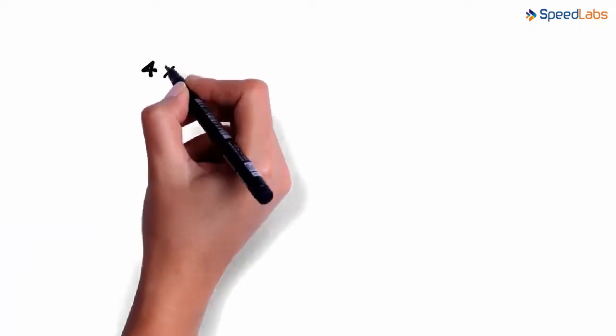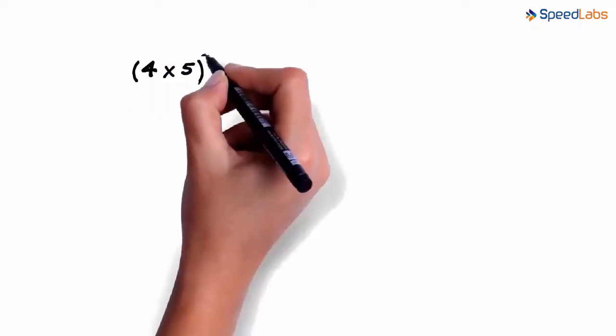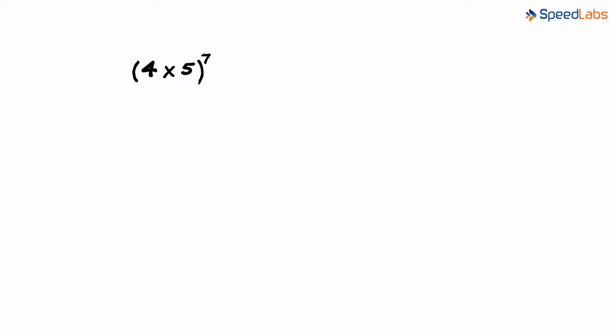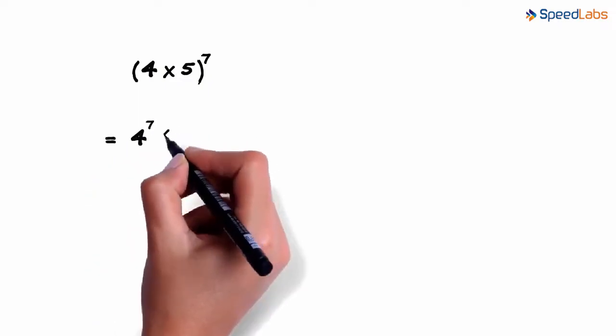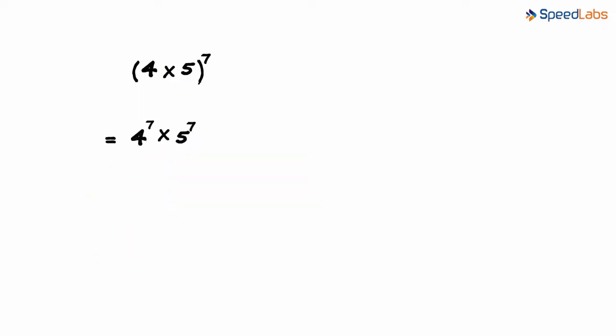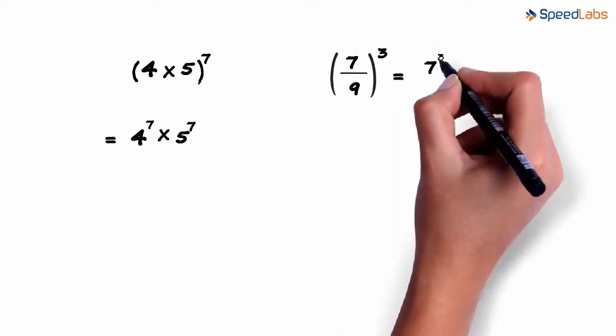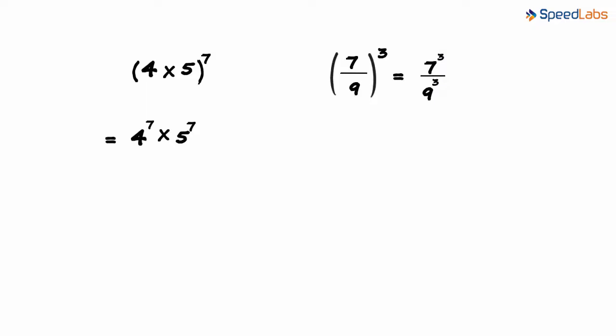So if we have an example like 4 multiplied by 5, the whole raised to 7, it can be written as 4 raised to 7 multiplied by 5 raised to 7. We use the power of product property here since we have a product as the base. And if we have an example like 7 by 9, the whole raised to 3, that can be written as 7 raised to 3 by 9 raised to 3.